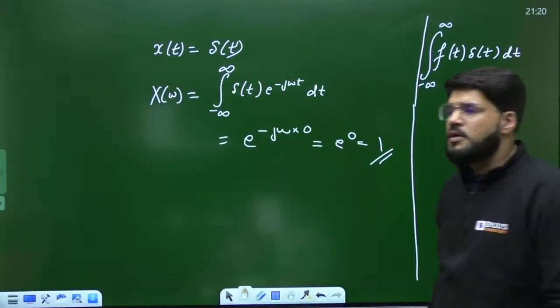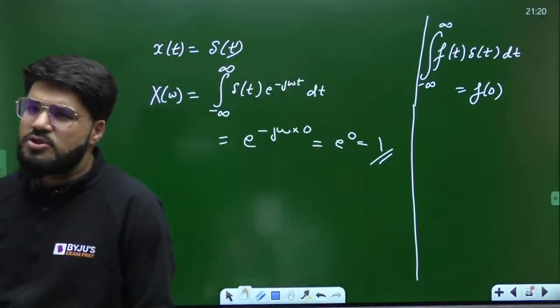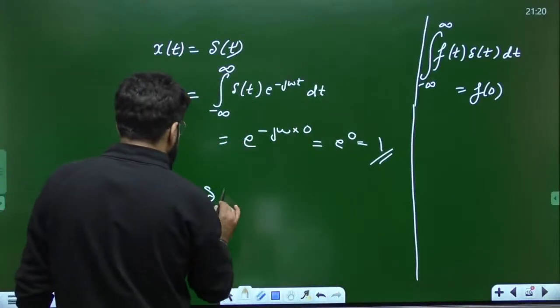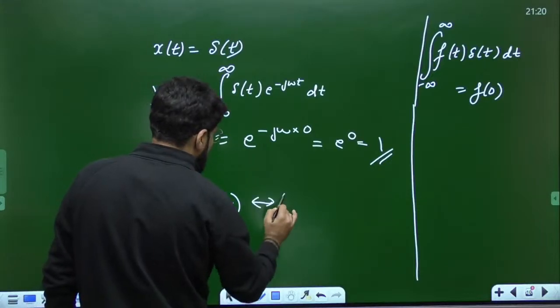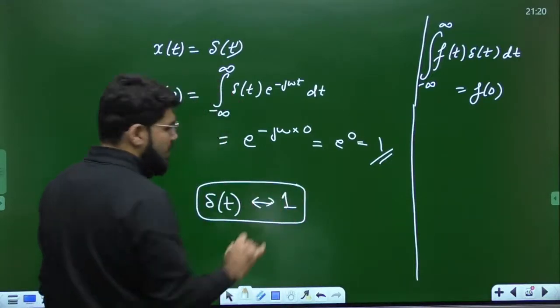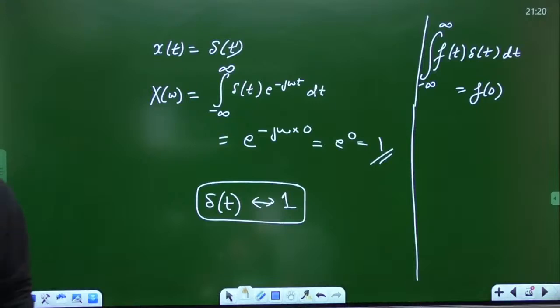So it is equal to 1. So the impulse, delta(t), has the Fourier transform equal to 1.